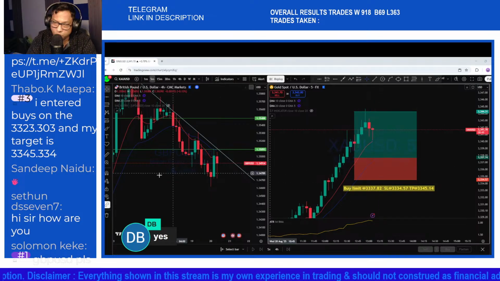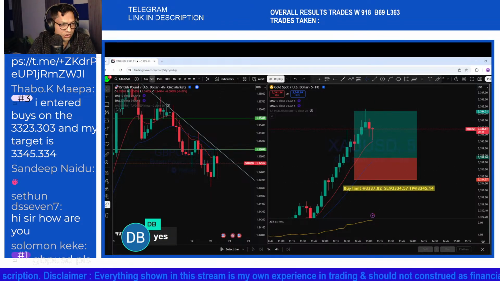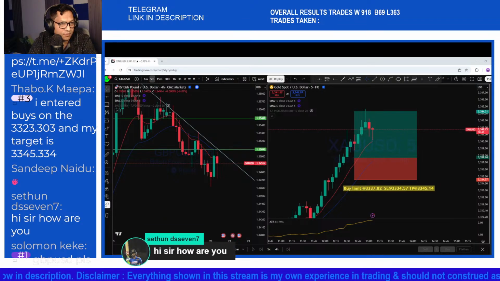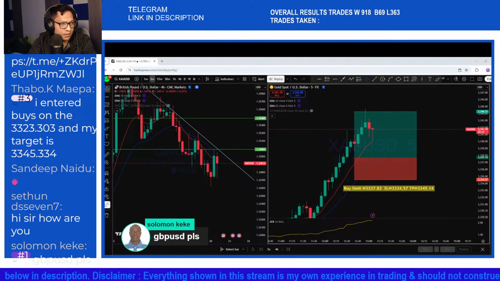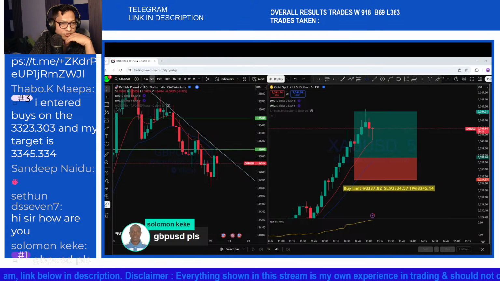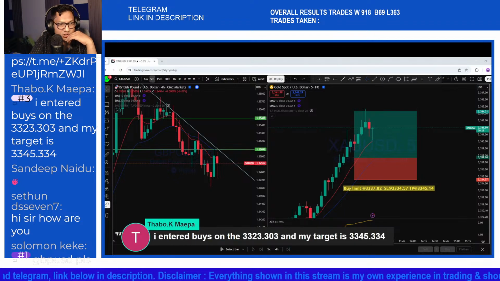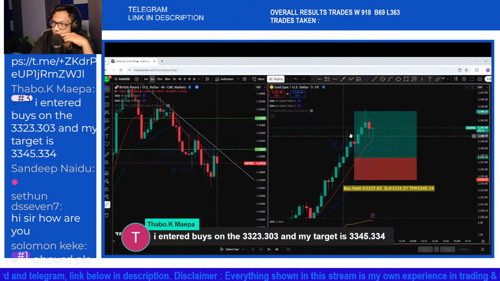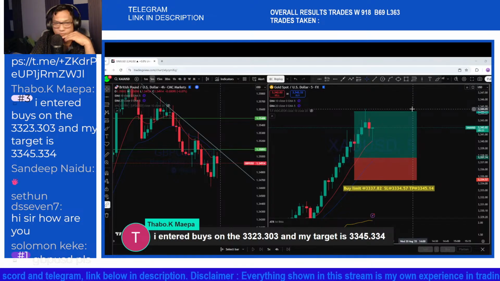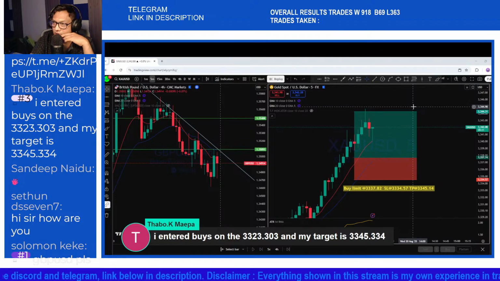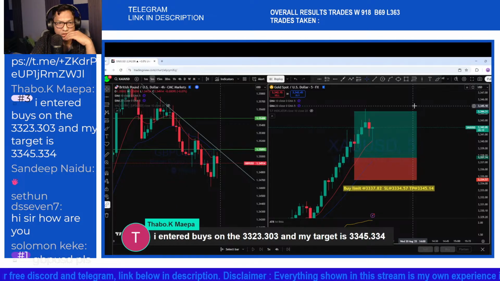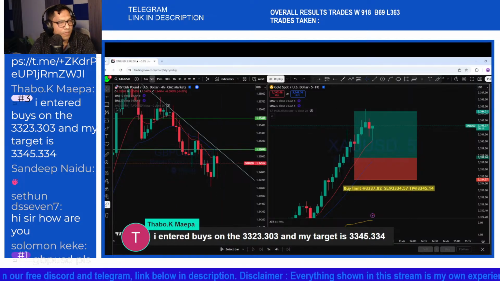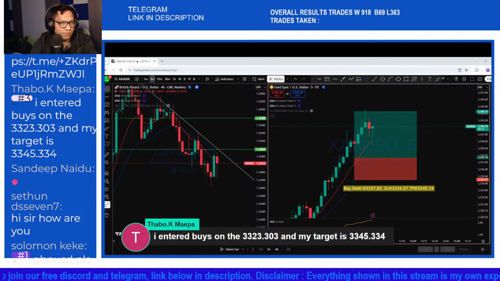Expecting the market to trend back down here to the support level. Entered a buy at 3323.30, so it's a big buy. My target is 3345.33. You're a little bit away from your target, pretty sharp, which is absolutely good.